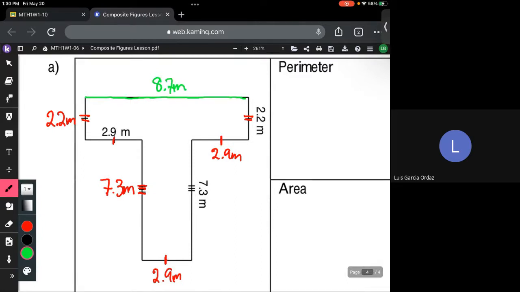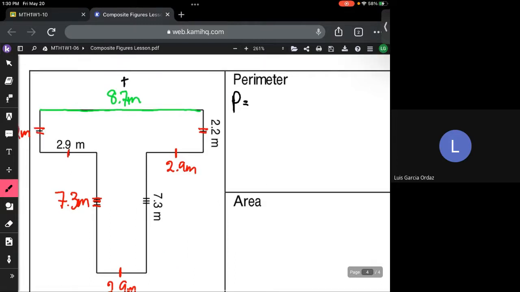So now for the perimeter, I have to add up all of the sides. The reason why this might get annoying is because you might add the same number again by accident because there's too many sides. So what I generally like doing is picking a starting point. Say I pick 8.7 as my starting point, and then I work my way either clockwise or counterclockwise. So we're going to start with 8.7.